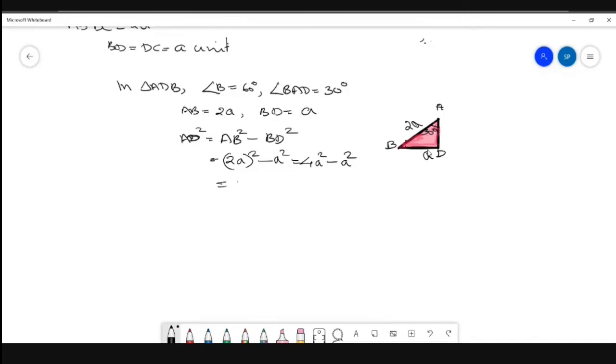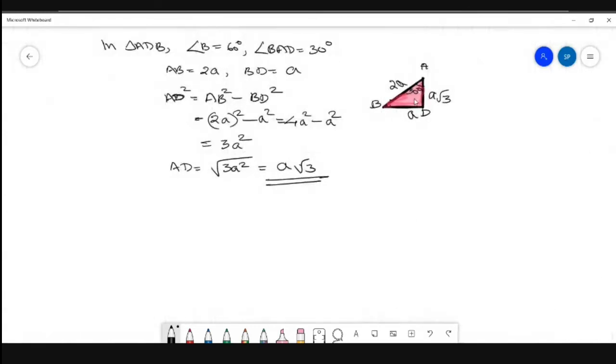That is equal to 3A square. So AD equal to root of 3A square. Root of A square is A. Again, root of 3 is root 3. So it is A root 3. Now we can write here AD is A root 3. Now with these three sides, we'll be able to find out the ratios.